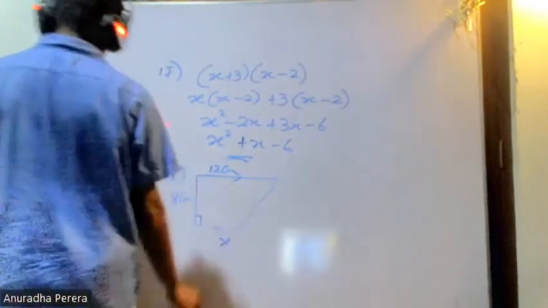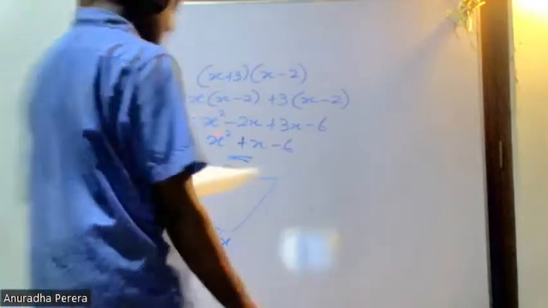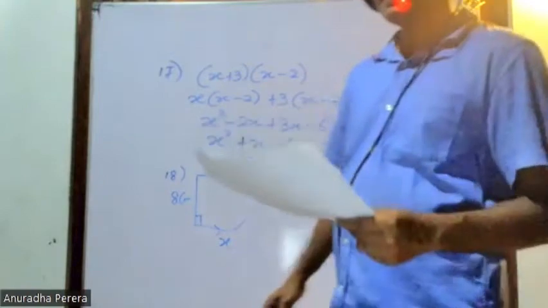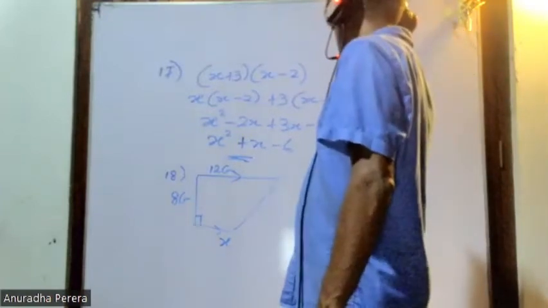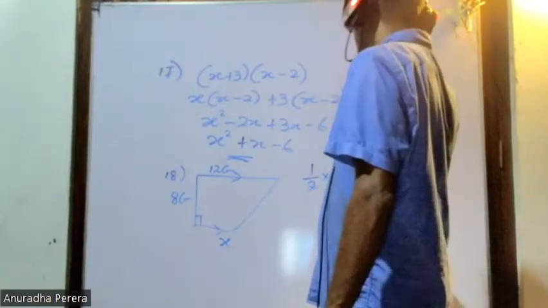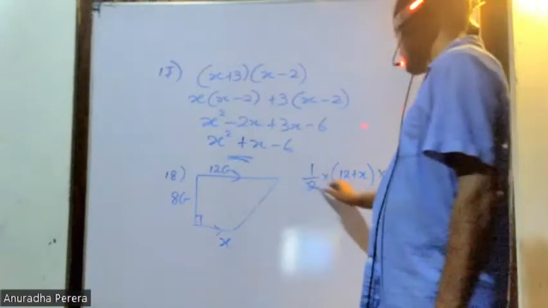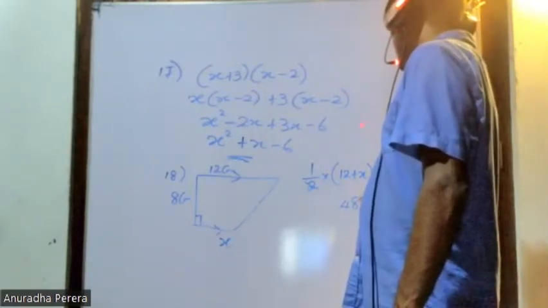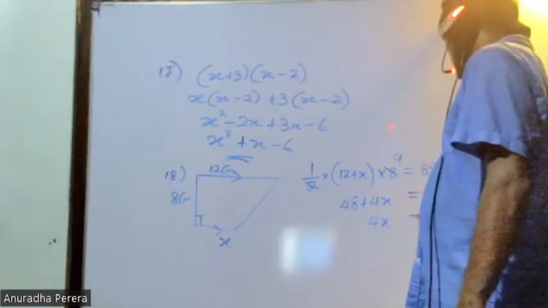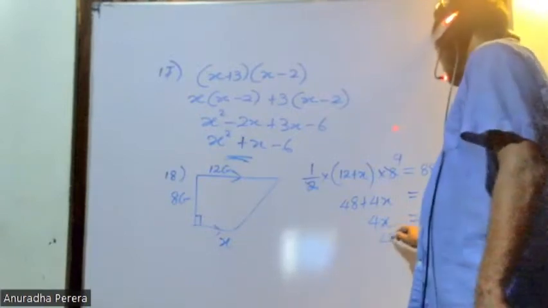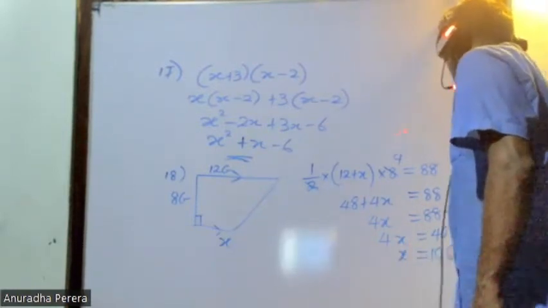The area of the trapezium shown in the diagram is 88. Find the value of x. We need x. Area is 88. You know how to find the area of a trapezium. We can represent the area in terms of x. Half times the sum of parallel sides, 12 plus x, times the perpendicular distance between them, which is 8, equals 88. Simplify it and remove the brackets: 48 plus 4x. 4x equals 88 minus 48, 4x equals 40. X equals 10 cm.